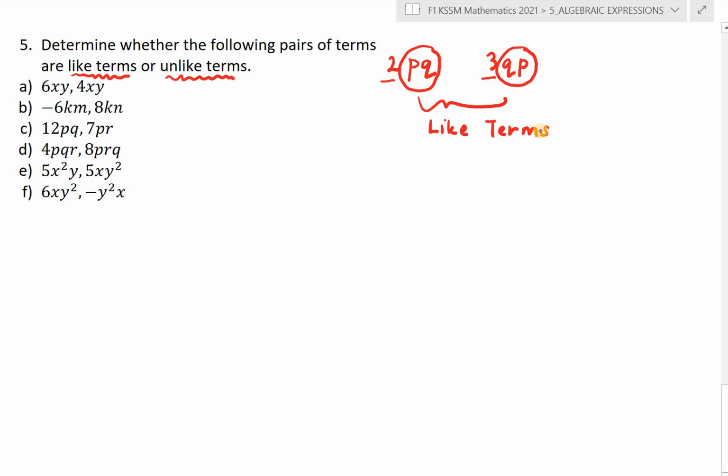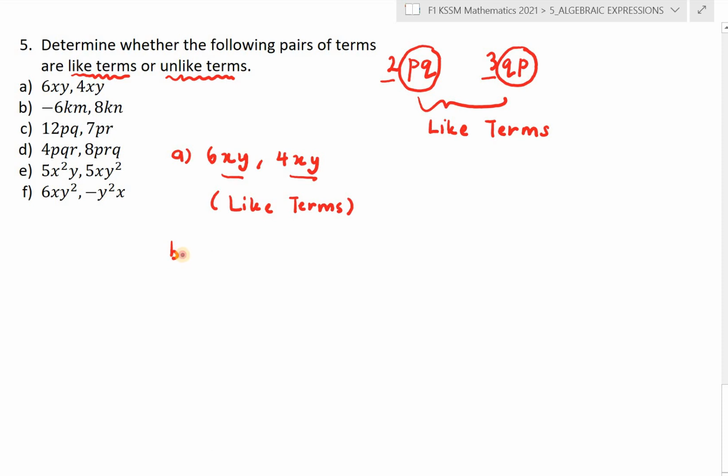Alright, so kita akan tengok question A. Ada 6 example untuk this part. Okay, so let's look at question A. So, question A, we have 6xy and 4xy. We want to determine whether it is unlike or like terms. Okay, so look at this one. Sama, sama. So, bila dia sama dan bilangan x pun sama dengan y, okay, maka ini kita sebut sebagai like term. Okay, this is like terms for question A.